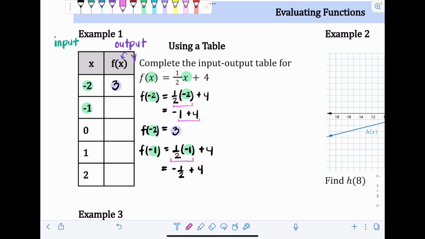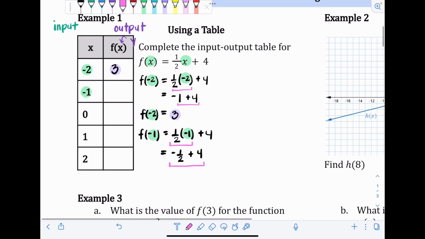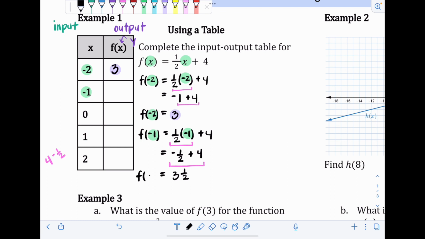And then now that we've multiplied, we can go ahead and add these two together. So -1/2 plus 4, that's the same thing as 4 minus 1/2. So it'd be 3.5. So it'd be equal to 3.5. And if you want to, you can do a mixed number, or you could do an improper fraction or a decimal if you prefer. But it'd be f of -1 equals 3.5. So next to -1 on the table, we'll put a 3.5.